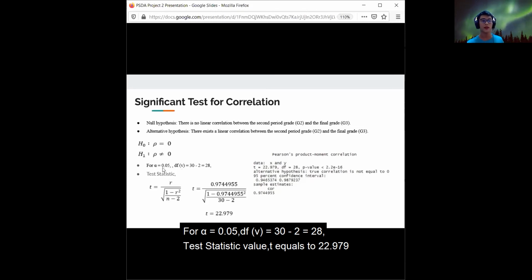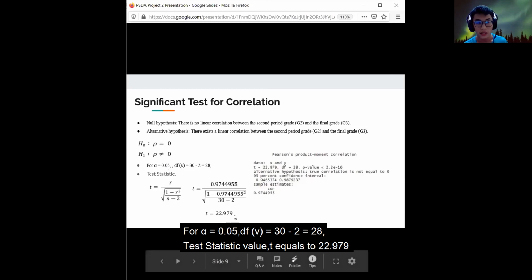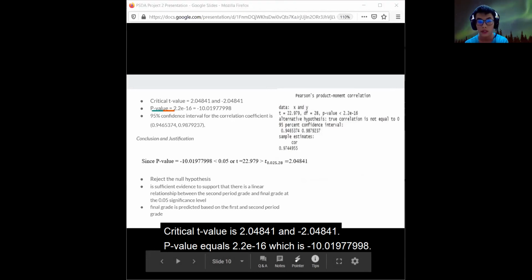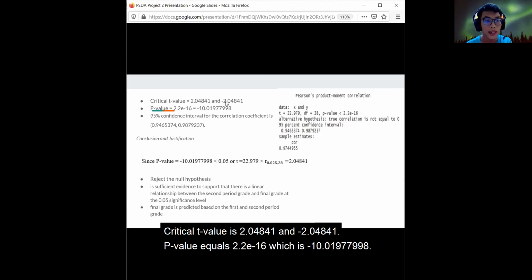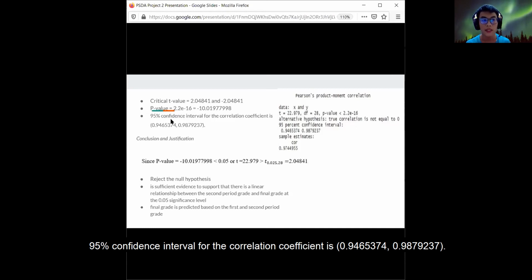For significance level alpha equals 0.05, while the degree of freedom, v, equals 28. The test statistic value, t, equals 22.979, while the critical t value is 2.04841 and negative 2.04841, while the p-value equals 2.2e-16, which is negative 10.019779998.